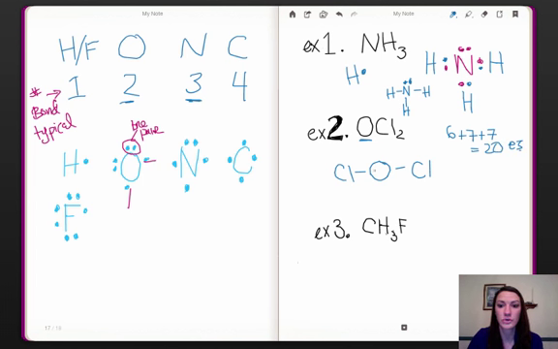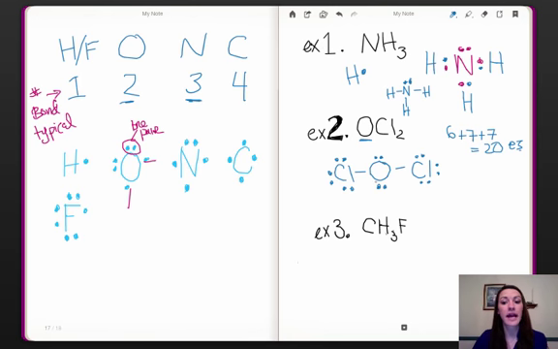I have 2, 4. So I'm going to start by filling my outside electrons, and then I'll fill my central atom. So 2, 4, 6, 8, 10, 12, 14, 16, 18, finish up on the central atom, 20, finish up on that O, okay? So you always are going to add your electrons in pairs.